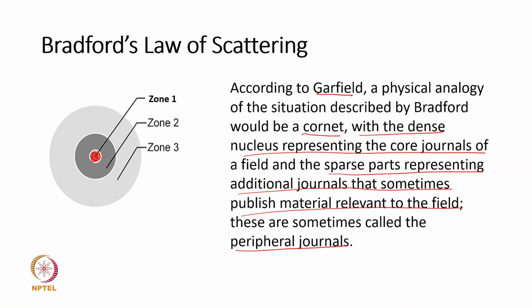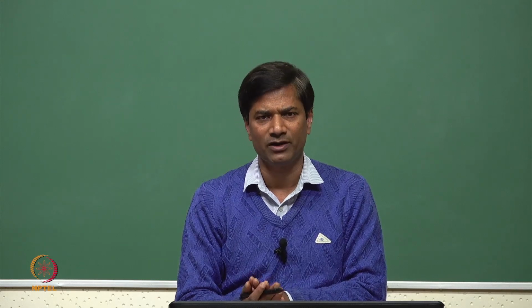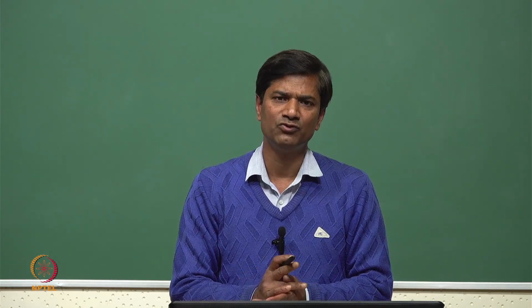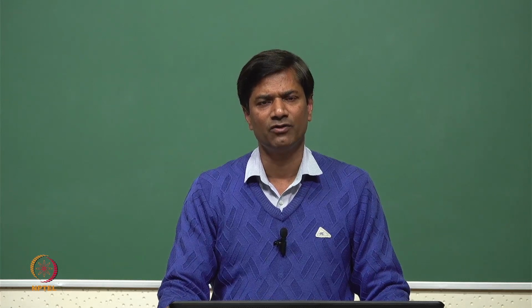zone 1 of Bradford is basically the comet nucleus, which is very dense and publishes the maximum number of articles related to that particular subject, that particular field, and the succeeding two zones are basically the periphery journals, which contain fewer articles, which are sparse in nature, which are not dense.